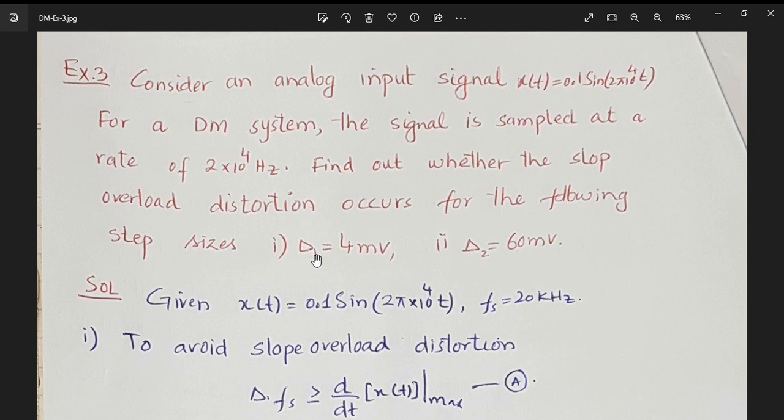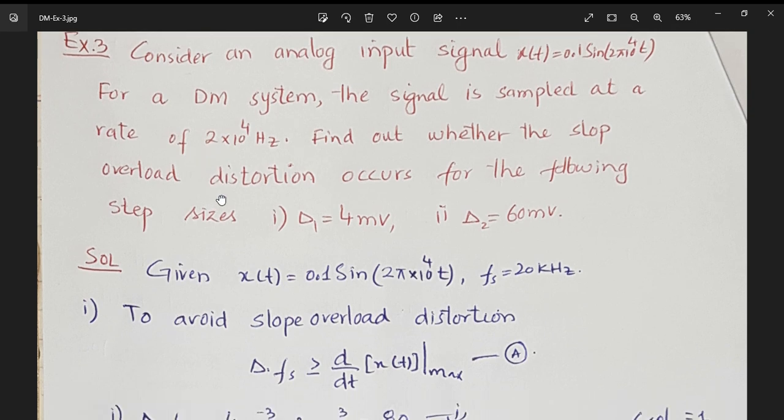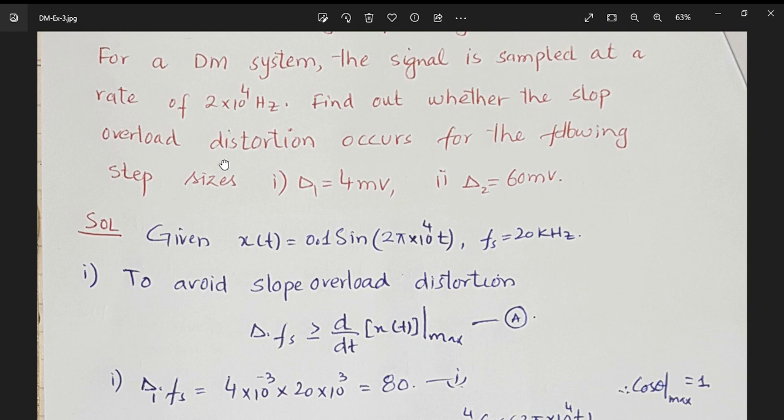The first step size given is 4 millivolt. So here you see this fm is also given, which is 10 raised to the power 4 hertz, and the sampling frequency or sampling rate is also given, 2 into 10 raised to the power 4 hertz, which is also known as 20 kilohertz. So you can write this as 20 kilohertz.